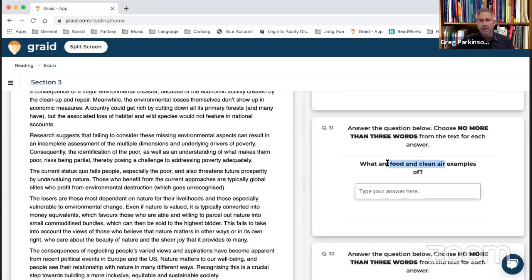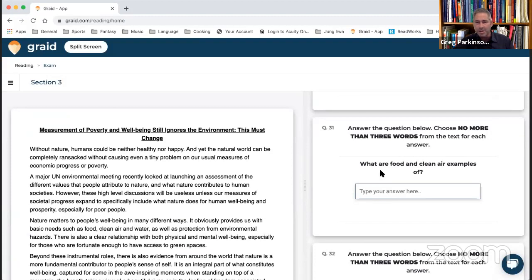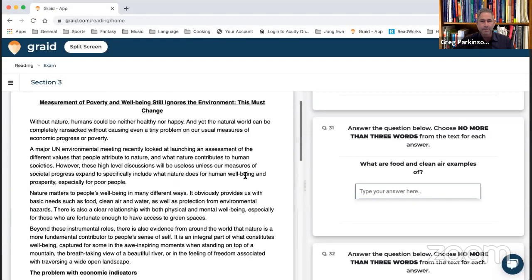Now, obviously, food and clean air are related to nature. So therefore, I think the answer will be towards the top because that was talking about nature. So I'll see if you can find food and clean air. Remember, you're not reading, you're just trying to look for the keywords food and clean air. Okay, hopefully at home, if you're very fast at scanning, then you are able to see food, clean air, right? Well, actually food, clean air, and water.